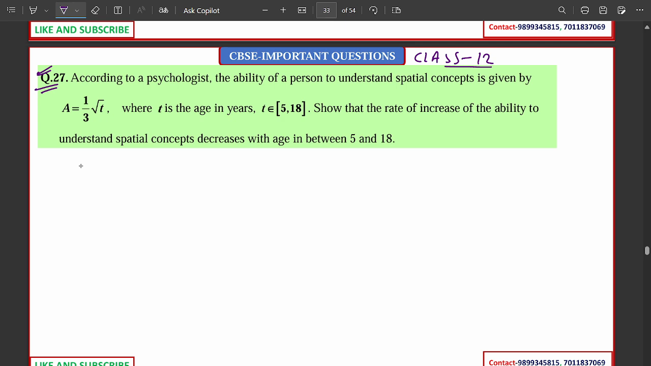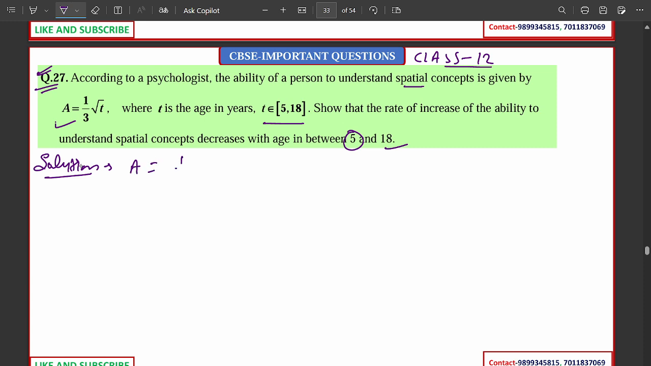the ability of a person to understand spatial concepts is given by this, where t is the age in years and t lies between these values, so that the rate of increase of the ability to understand spatial concepts decreases with age between 5 and 18. So let us understand the solution of this question.